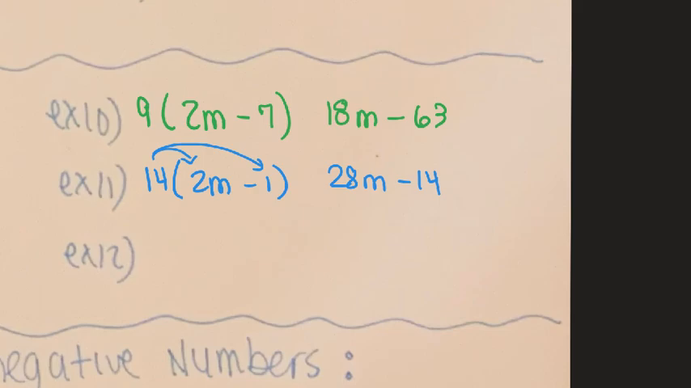Question 12. 10 times 4a plus 2b. Okay, we've never done one like this. There's a variable here and a variable here. It just means in your answer you'll have an a and a b. 10 times the first thing, 10 times the second thing. Type in your answer.